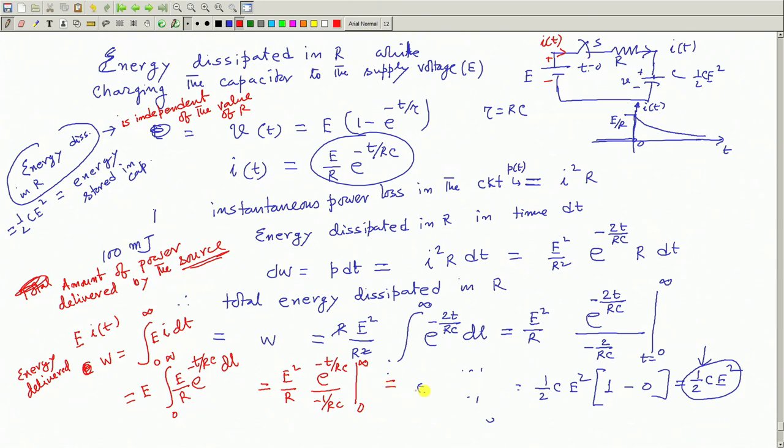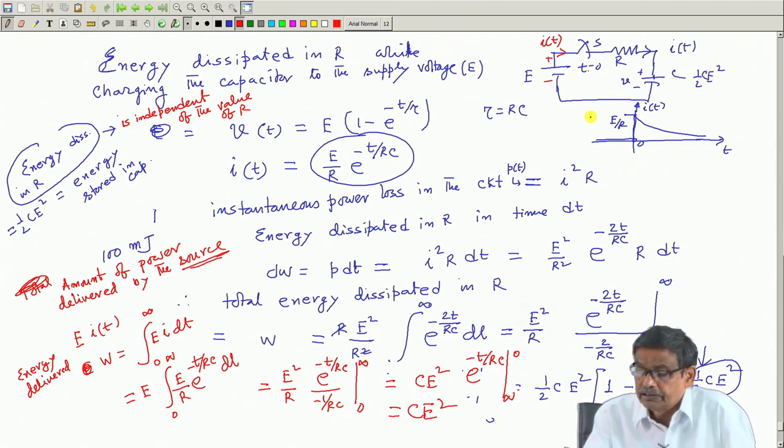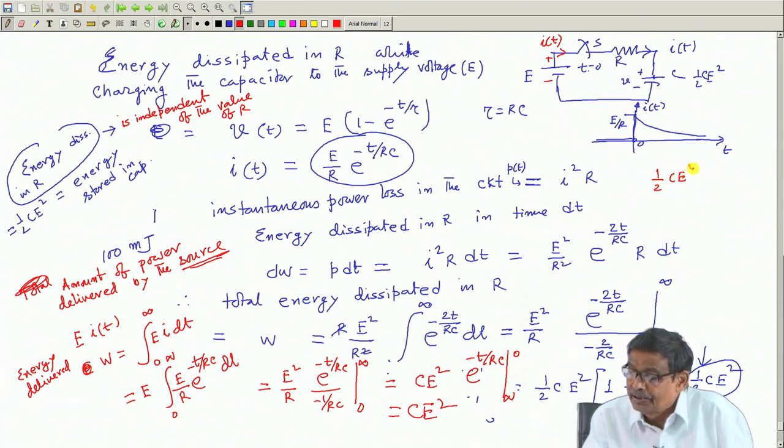So, this R goes, CE square, and this is e to the power minus infinity, the same thing, with the limits interchanged to take care of the negative sign, and it will be equal to CE square. And that is true, because the energy stored is half CE square, which must have been supplied by this source, and the energy dissipated in R is also half CE square, which must also have been supplied by the source. Therefore, energy supplied by the source should be half CE square plus another half CE square, that is equal to CE square, and that is what we have got.